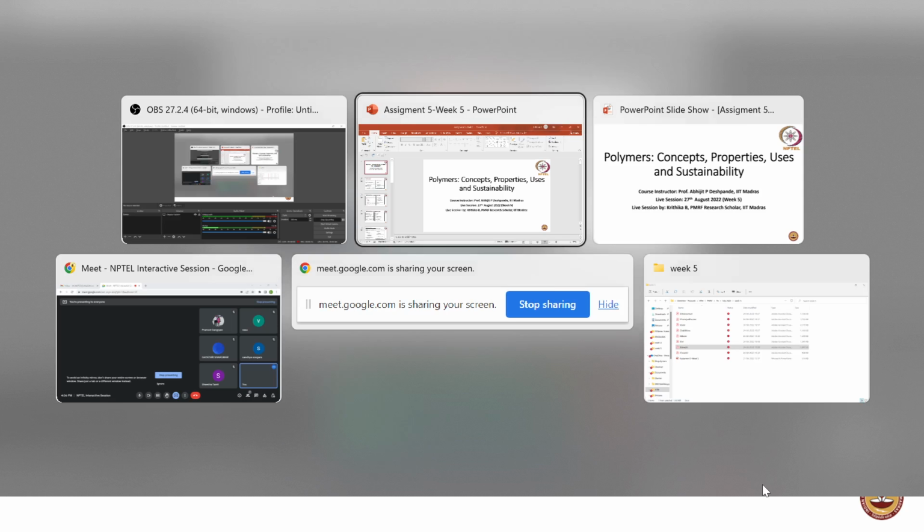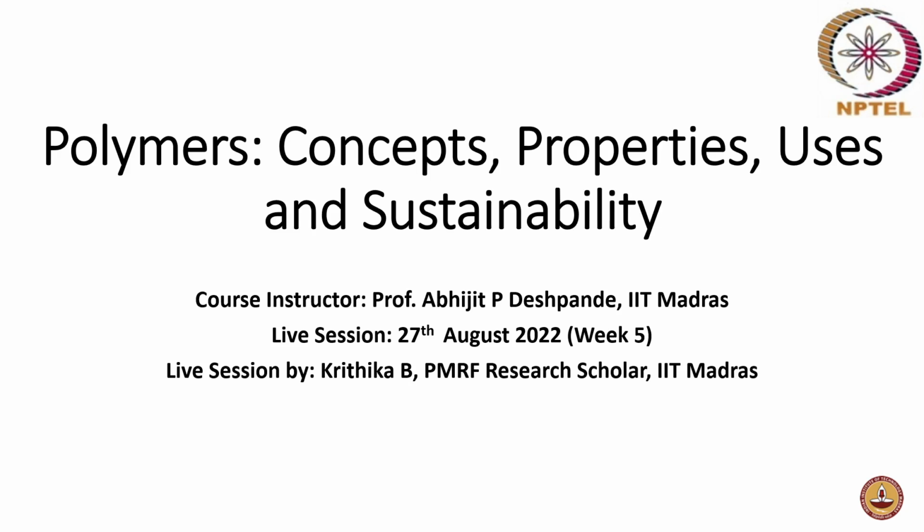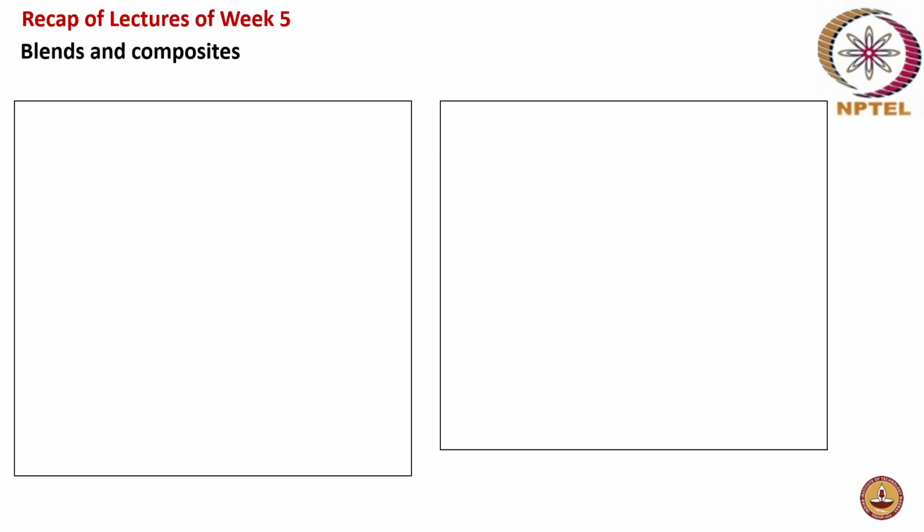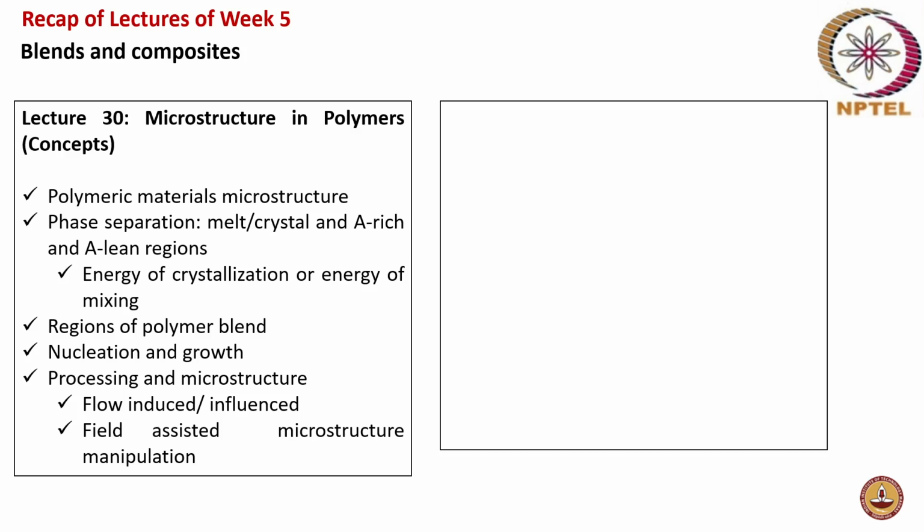Okay. So let's get into the class. As usual, we'll start with a brief recap of the lectures. The first few lectures were based on blends and composites for this week 5, right? Lecture 30 was on microstructure in polymers, right? Polymeric materials microstructure was discussed, and then phase separation, where the Gibbs free energy and the energy of crystallization and energy of mixing were discussed, right?